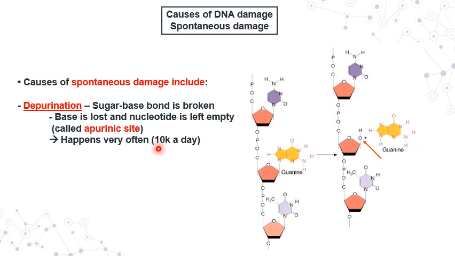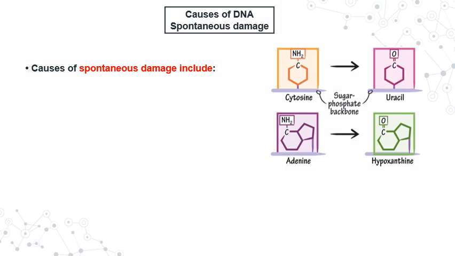All right, so this happens naturally. How often? Look at this. About 10,000 of those fly off your DNA in one day. You don't have to do anything about it. They'll just fly off on their own. Okay? All right.